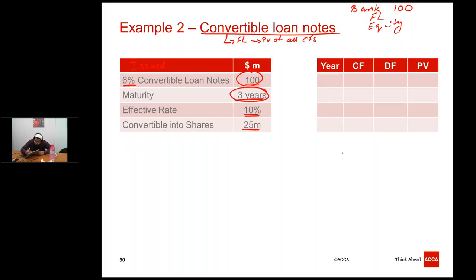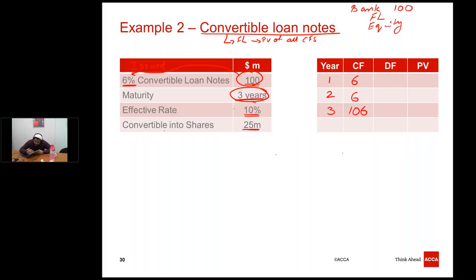So the maturity is 3 years. So I'm writing year 1, year 2, and year 3. The cash flow is 100 into 6%, which is 6, 6, and 106. Why 106? Because in year 3, we are paying the interest as well as we are repaying the loan. So 6 and 100 is 106. Both the amounts are going to be paid in the last year.